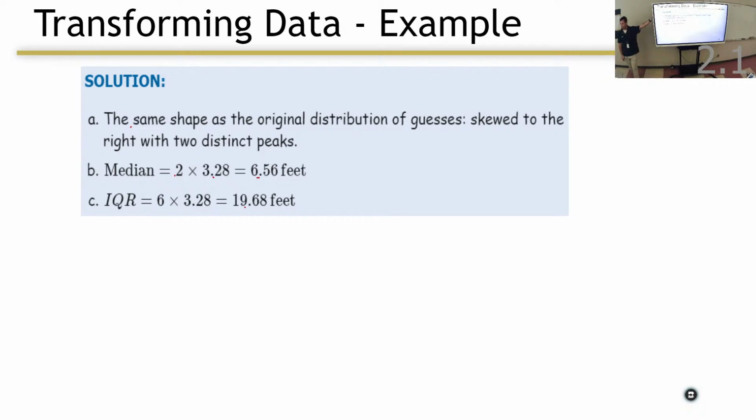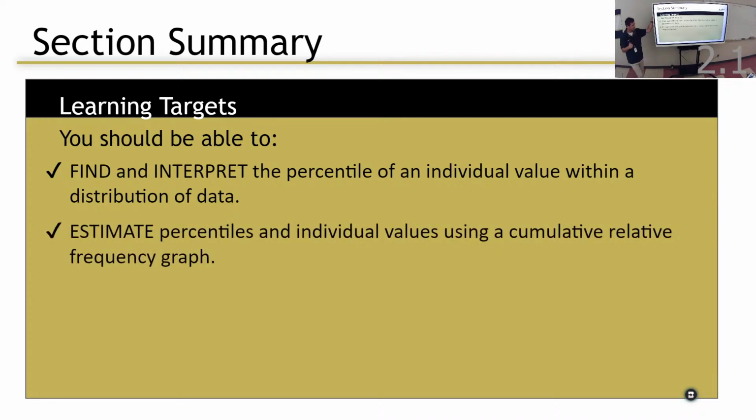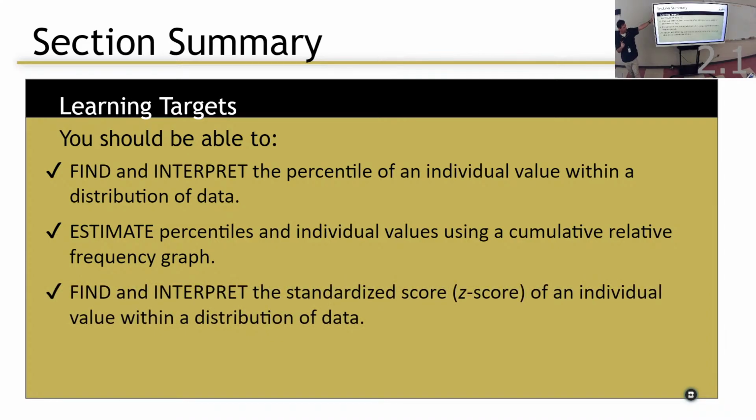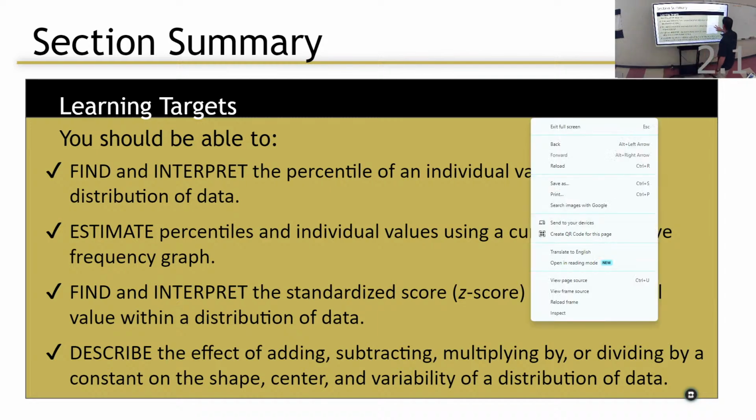Yes, no, maybe. Starting to see a little bit more math and more of what's happening with statistics and the numbers. Okay. I hope that you can find and interpret the percentile of an individual data value by using the ogive or the cumulative relative frequency. I hope you can estimate percentiles by using the cumulative relative frequency. And then I hope you can find and interpret the standardized z-score from a distribution of data. And then I hope you can describe the effects of adding, subtracting, multiplying and dividing on all the data sets. Yippee. Not too difficult, I hope. We'll see. So we're going to hit this, and we're going to hit this, and we're going to hit this.